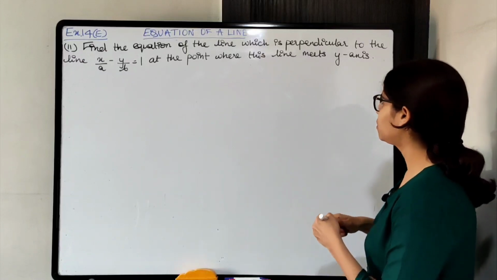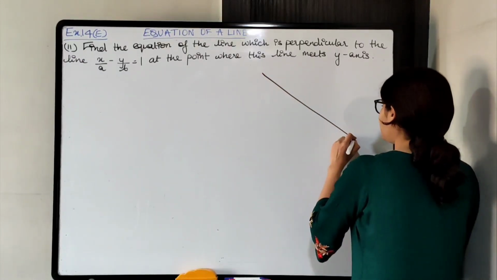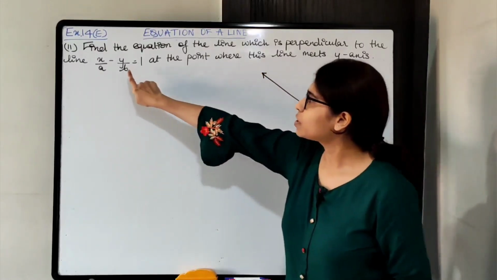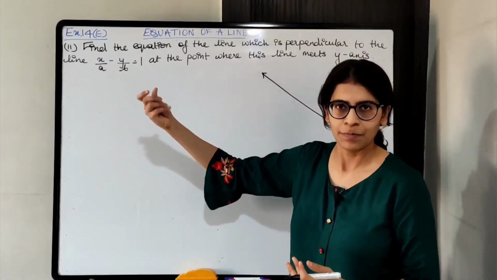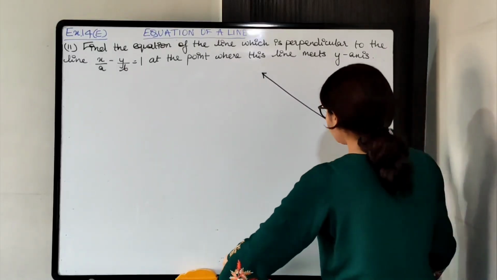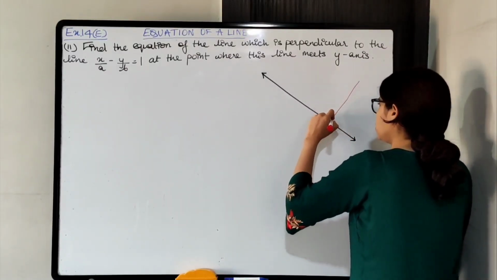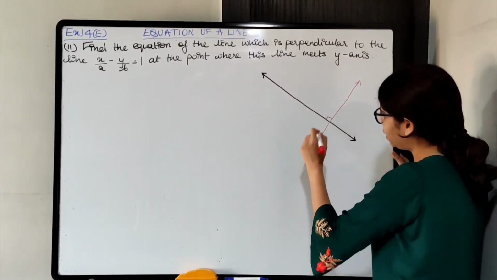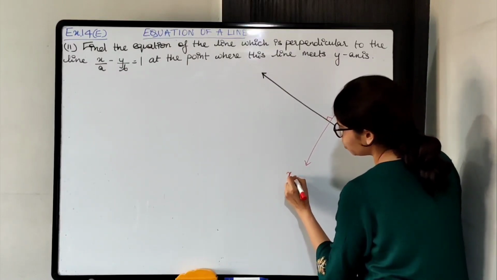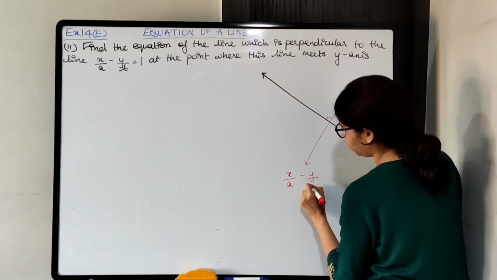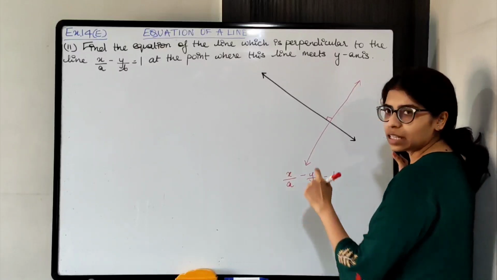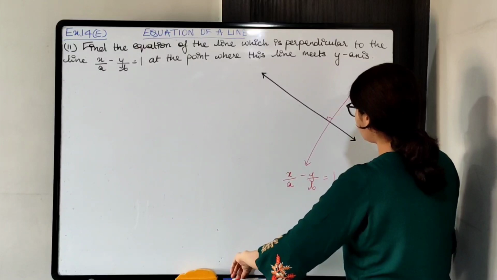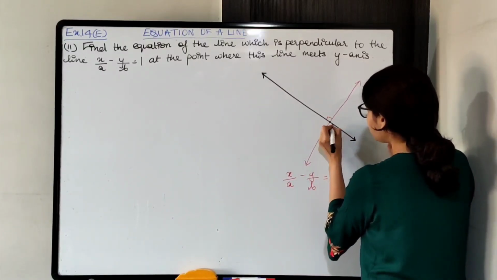Okay, so we have to find the equation of the line which is perpendicular to some other line whose equation is given. So let the perpendicular line be this. Okay, so the perpendicular line I've drawn in red. Its equation is x upon a minus y upon b equals to 1. This is the point where the two lines are intersecting, that is they are perpendicular to each other. Okay, so let this point be P.